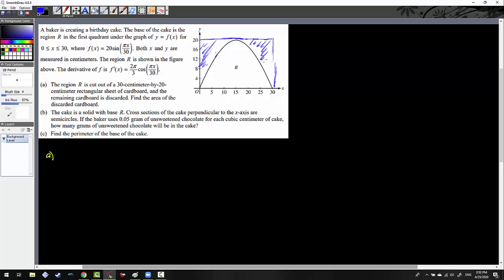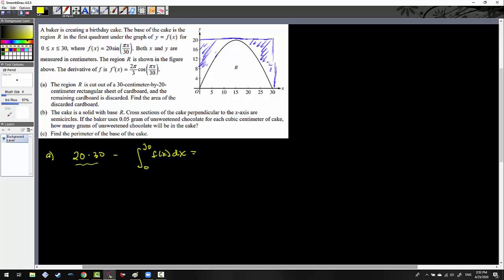So what I'm going to do is find the area of the rectangle first, and then subtract the area of R. So how do we do that? Well, that's going to be 20 times 30. That's the cardboard piece. And then I'm going to subtract the integral from 0 to 30 of, looks like, f of x dx.